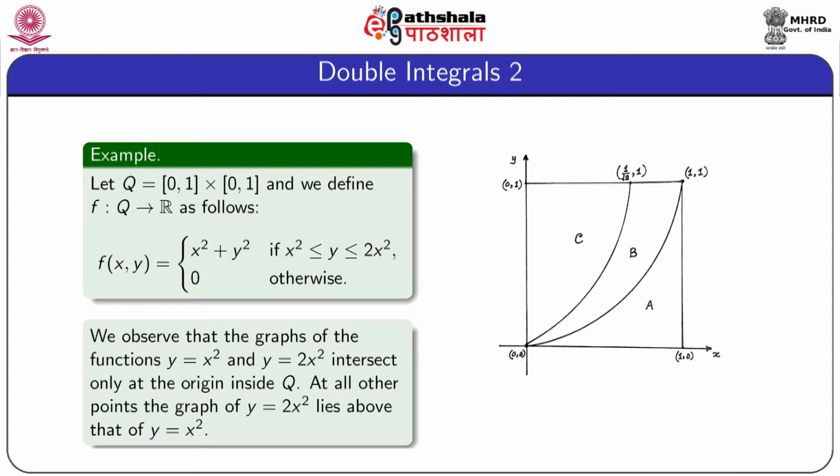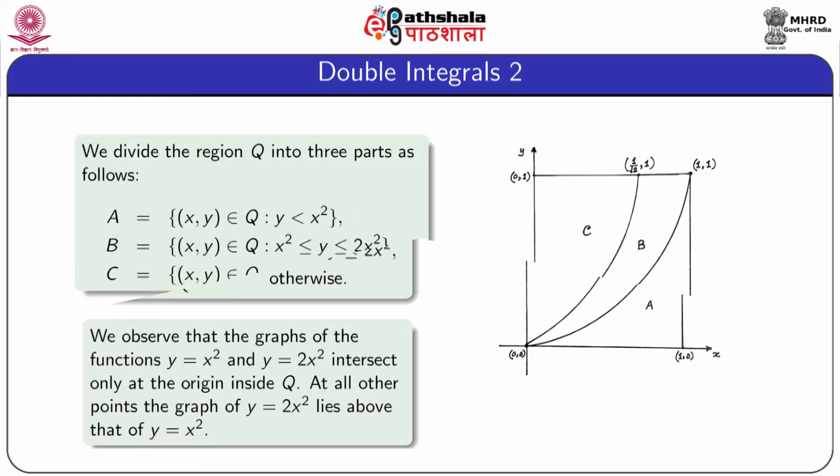We cite an example here. Let Q equal [0, 1] cross [0, 1] and we define f from Q to R as follows. f of (x, y) equals x squared plus y squared if x squared is less than or equal to y less than or equal to 2x squared, otherwise it is 0. So, we can see that the graphs of the functions y equal to x squared and y equal to 2x squared intersect only at the origin inside Q. At all other points, the graph of y equal to 2x squared lies above that of y equal to x squared.